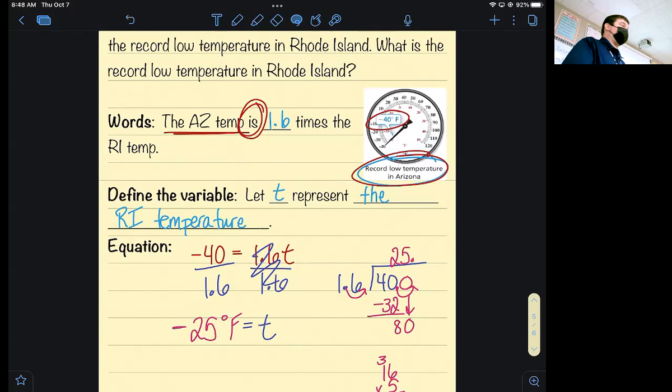And I would think of Rhode Island being colder than Arizona because it's on the East Coast and Rhode Island's pretty far north, but not all the time. Yeah, there are certain places that can get cold.